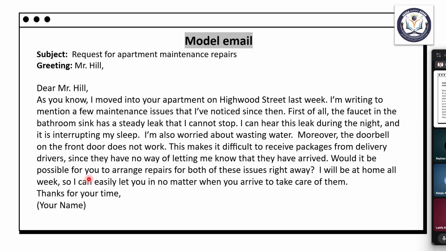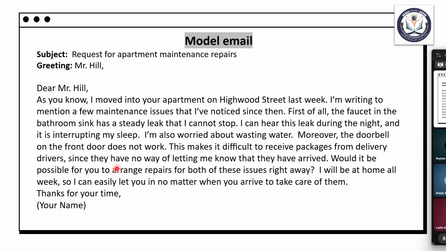Would it be possible for you to arrange repairs for both of these issues right away? So it is the action requested. I'll be at home all week, so I can easily let you in, no matter when you arrive to take care of them. Thank you for your time. And then we have the name. So it is a sample email, and the previous slide, so we have had a sample prompt, the email prompt.